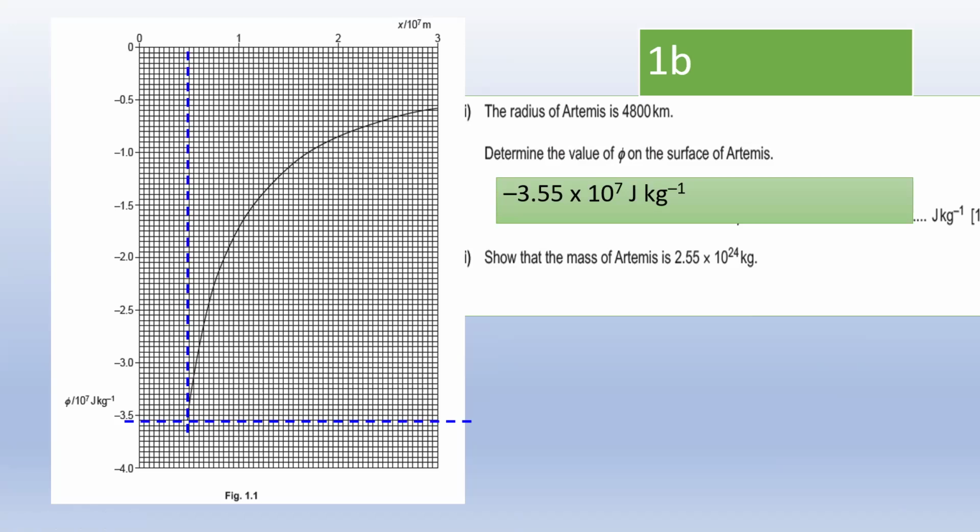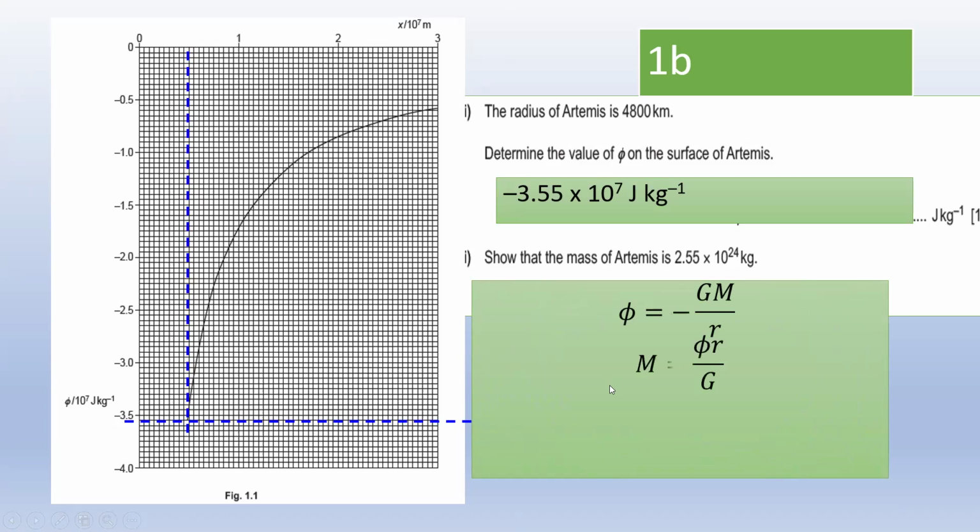Show that the mass of Artemis, we know the potential. Use the potential formula. Put in your value. And to find the mass, rewrite the whole thing. Don't worry about the negative sign. Just substitute your value, the potential, and then this one is that. And this is your G.